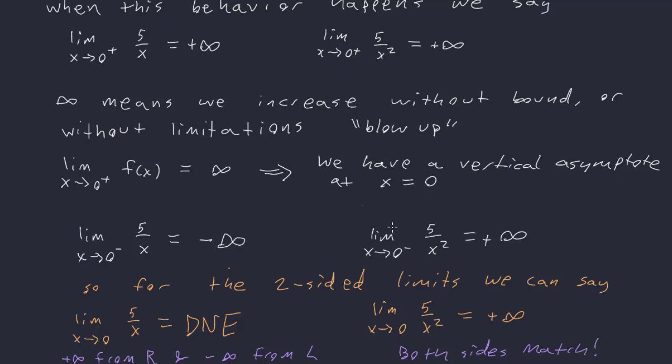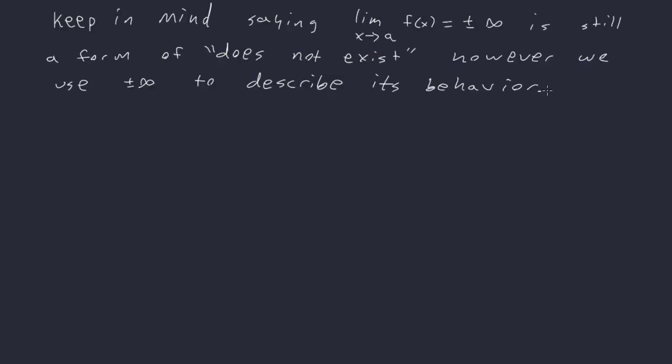Okay, but do keep in mind, an infinity is still a form of does not exist. However, we use it to describe the behavior. Right? The behavior is it blows up. So here I've just written that down. Basically that when the limit is a plus or minus infinity, it's still a form that does not exist. However, we just use that to describe its behavior.